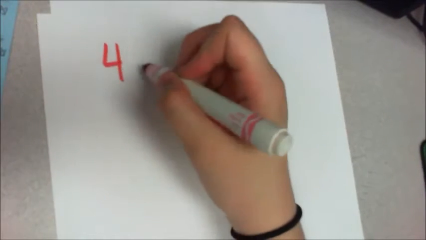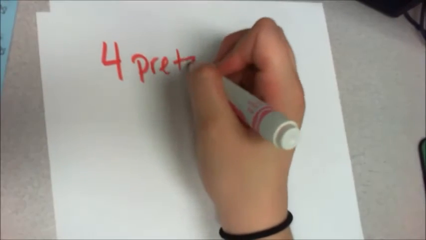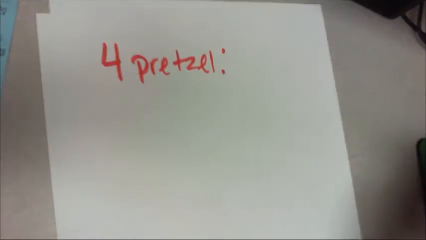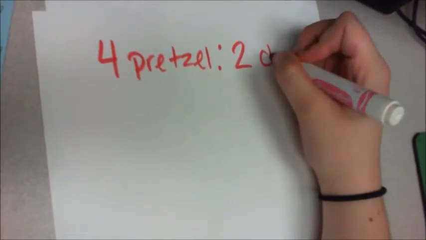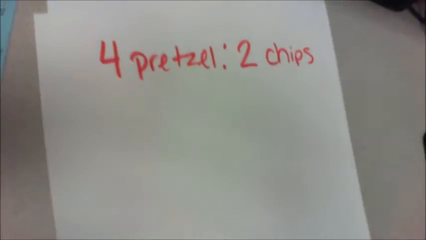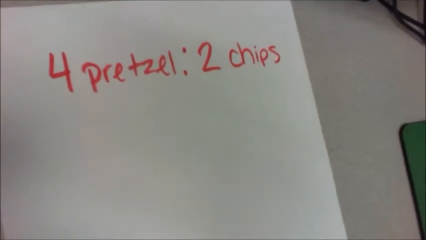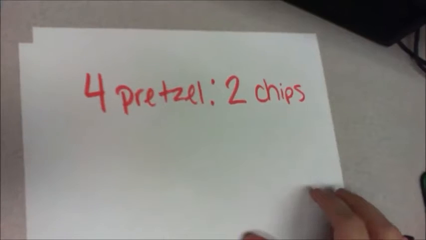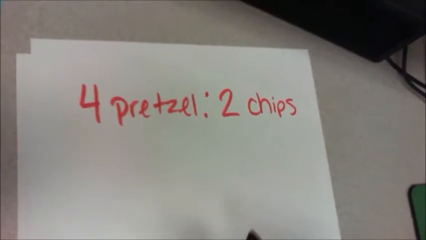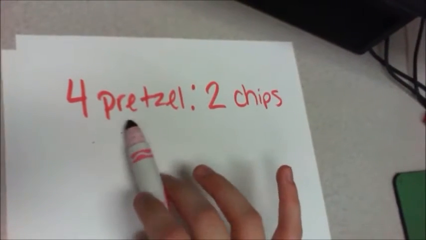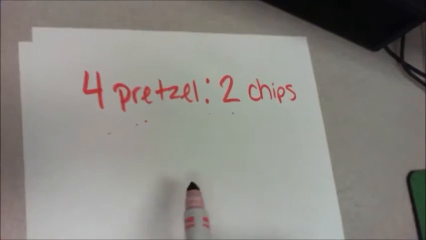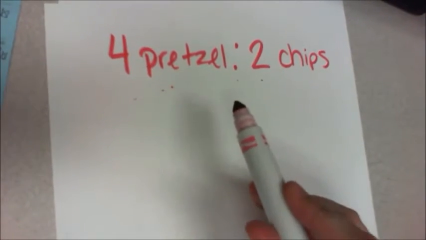The next one's a word problem. To make a trail mix, you must have 4 cups of pretzel and 2 cups of bread chips. Notice I already wrote that information down because I know it's going to be key for solving this problem. They want to know what the ratio is of pretzels to bread chips, which I already just wrote, 4 pretzels to 2 bread chips. However, we can reduce this ratio.